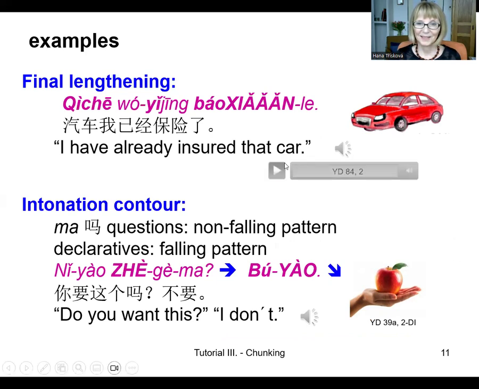Here it is. 汽车我已经保险了，汽车我已经保险了。 You can hear that the syllable 显 is very long.